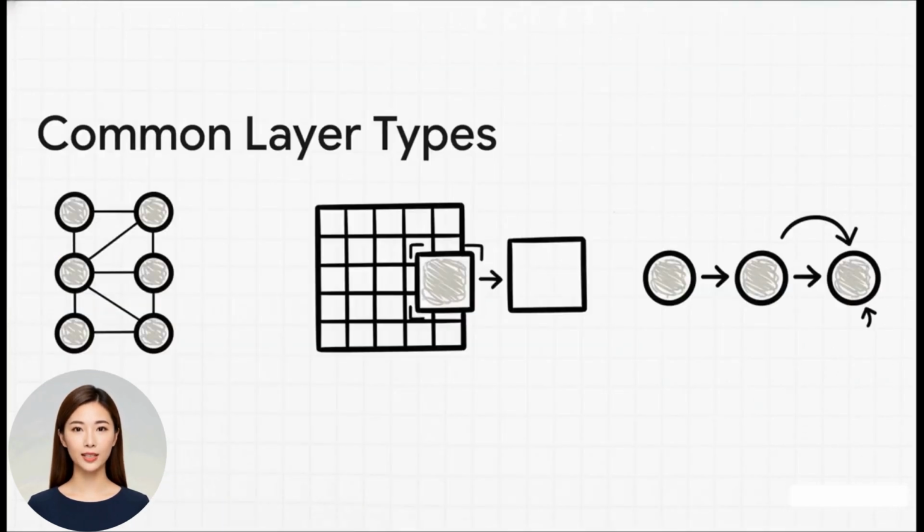Now, here's the thing. Not all layers are created equal. They come in different flavors, each one specialized for a particular job. You've got your dense layers, which are kind of the all-purpose workhorses. Then you have convolutional layers, which are absolute wizards when it comes to images. They're fantastic at spotting things like edges, textures, and shapes. And recurrent layers? They're designed for sequences, like words in a sentence, or maybe stock prices over time. Each one is a specific tool for a specific task.